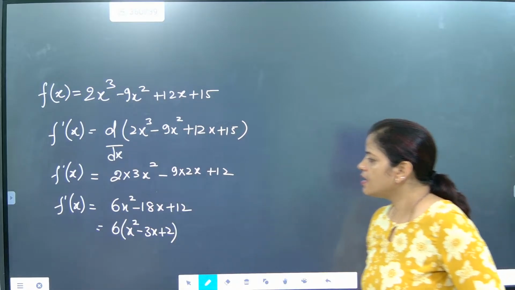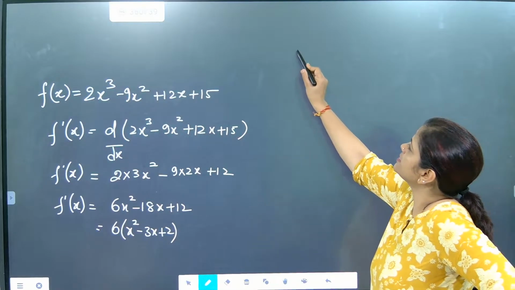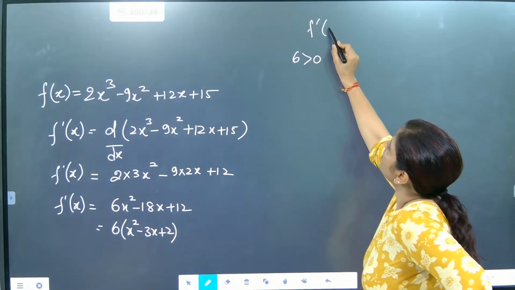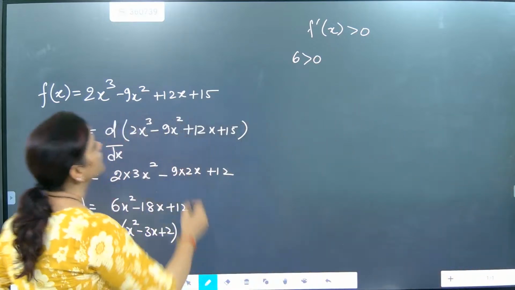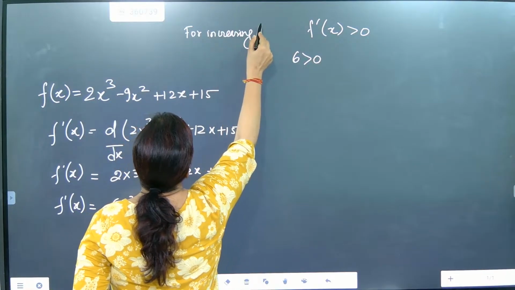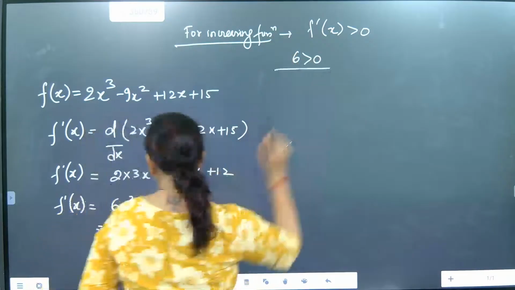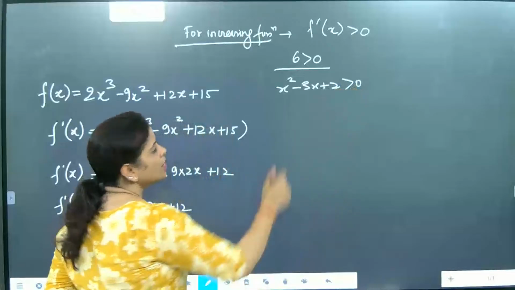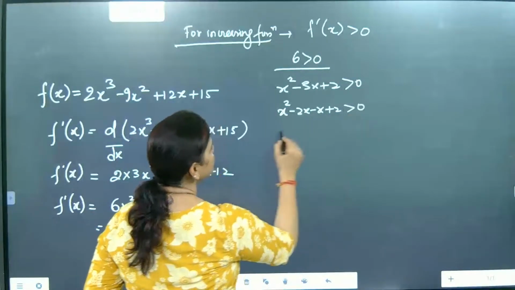Understood now, beta? Now here we need to do our preliminary work. 6 is greater than 0. That means for an increasing function, f dash x should be greater than 0. So the remaining part, x square minus 3x plus 2, should be greater than 0. Now beta, factorize it. x square minus 2x minus x plus 2 greater than 0.